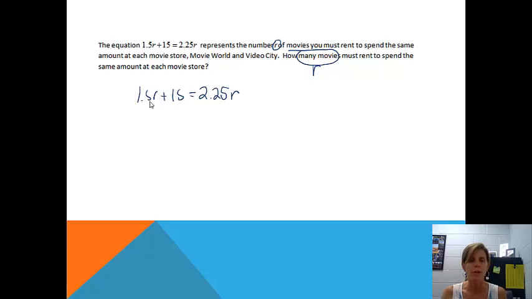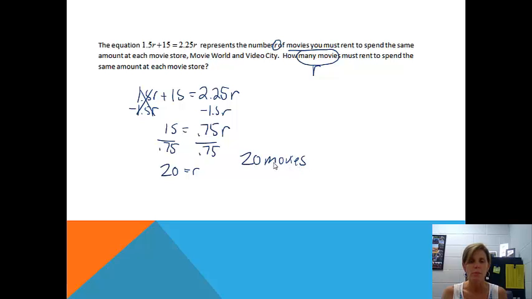And what we are going to do is just solve for r. Since I have r's on different sides, we're going to subtract 1.5r from both sides. When I do that, those are gone. I'll get 15 equals 2.25r minus 1.5r, which is 0.75r. Then to get the r by itself, we'll divide both sides by 0.75. 15 divided by 0.75 is 20. So when it says how many movies must you rent to spend the same amount at each movie store, we'd have to rent 20 movies.